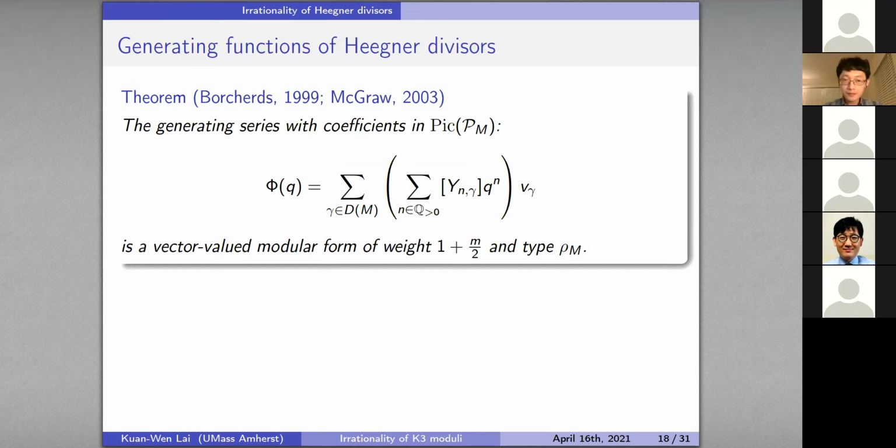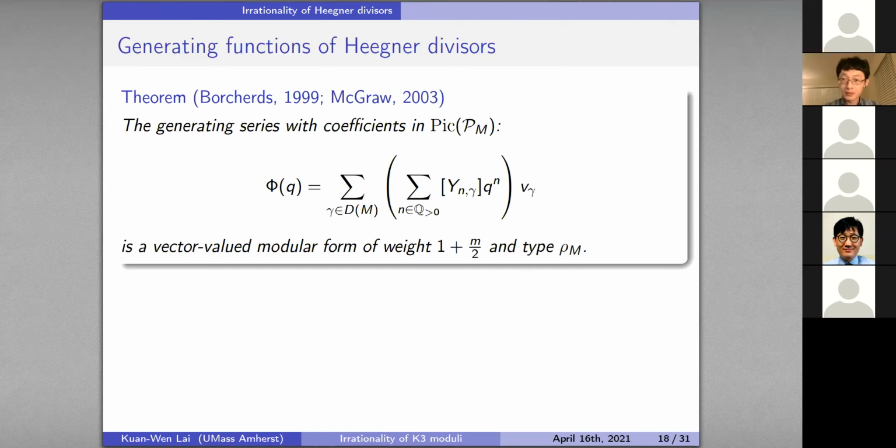Okay, so this is a generating series of those Heegner divisors. Now you sum over Heegner divisors times q to the n, where the n comes with the n of the Heegner divisors, and then sum with e_gamma, where gamma runs over the elements in the discriminant group. So they proved that this is a vector-valued modular form with coefficients in the Picard group of weight 1 plus n over 2 and type rho_m.